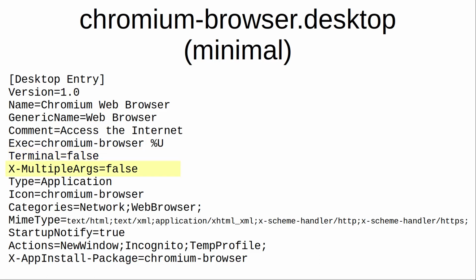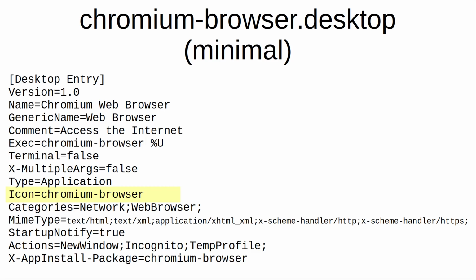I'm not sure about this next line, the x multiple args. It appears to be an extension of the original specification, so it's not listed in the official documentation for the desktop file. Presumably it's something to do with how multiple arguments are sent to the browser executable, so it's not going to be important for auto start, but I've just left that in. A type equals application defines this as an executable file. And then it has an icon, which is for, you guessed it, the icon to display.